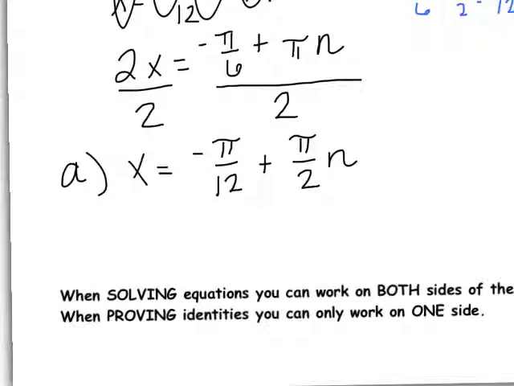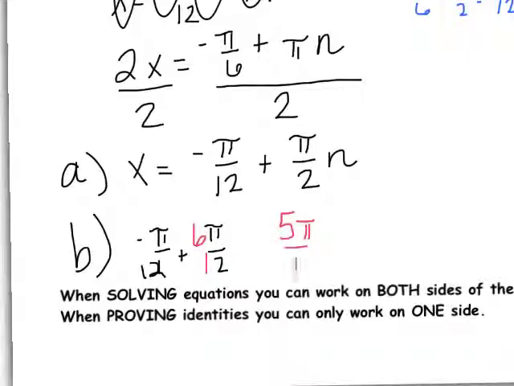So part B. I can't start with negative pi over 12, so I am going to add pi over 2 to that, and that's actually going to turn into 6 pi over 12. So that's going to be negative pi over 12 plus 6 pi over 12 makes 5 pi over 12. Now we want to keep adding until we get past 2 pi. Well, if I add another half of pi, or 6 pi over 12, I get to 11 pi over 12.